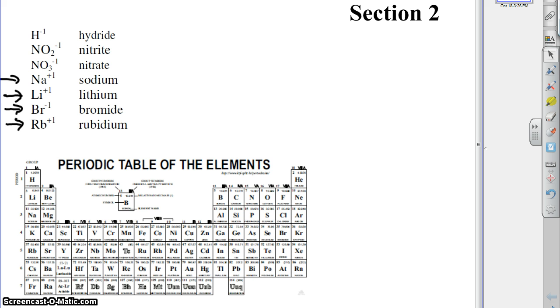Sodium, lithium, bromide, rubidium. Look at them. If they're negative, change it to "ide." If they're positive, just leave them alone and write whatever the name is on your chart. And the charges can come from where they are on the chart, just like we saw before. If you have any questions about that, go back and rewatch that first video.